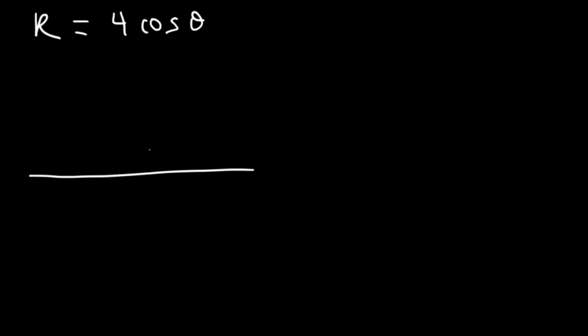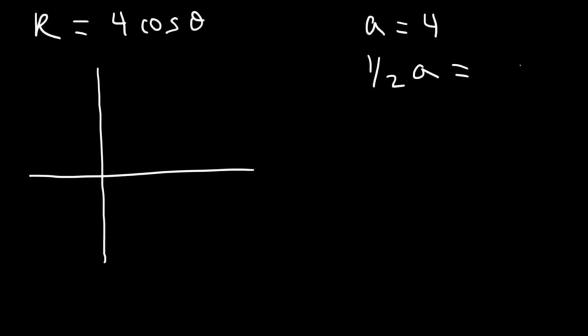Let's say we have the graph r is equal to 4 cosine theta. If you want to, feel free to pause the video and try it yourself. So we're going to have a circle on the right side. Now A is 4, and half of A, well, 4 divided by 2 is 2, so that's half of A. So what we're going to do is travel 4 units to the right, and then up 2 units, and down 2 units. So the circle is going to start at the origin, and it ends at 4 on the x-axis.